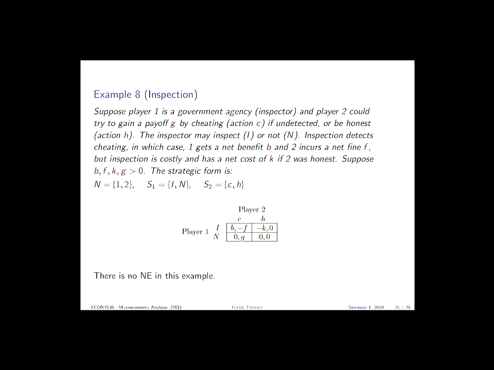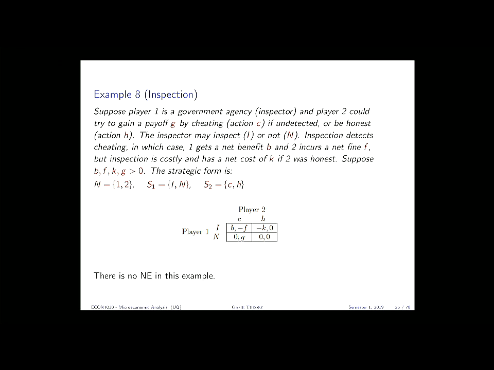If player 2 cheats and the agency inspects, the agency would get B, which is basically the benefit, the net benefit of the tax, and the firm would get minus F, which is the fine they need to pay. So B could include F as well. So B is larger than F. I mean, it doesn't matter here, but usually if you're caught, you're not only supposed to pay your taxes, but also you need to pay a fine on top of it. What matters the most here is that firm's 2 payoff will be negative if they get caught.